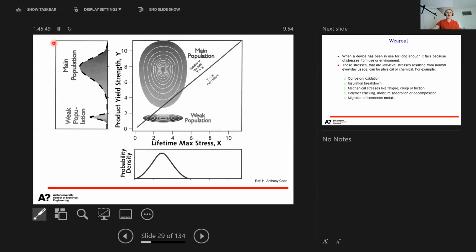So if we have again the stress versus strength analysis, this is the big population, we get rid of that one. But then, if the average strength of the main population is quite close to the average stress, and the distribution is relatively large, then we always have this area where the stress exceeds the strength, and basically this part defines the failure rate in the center part of the bathtub curve.